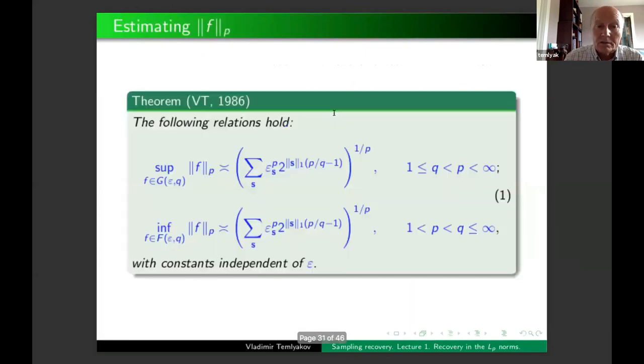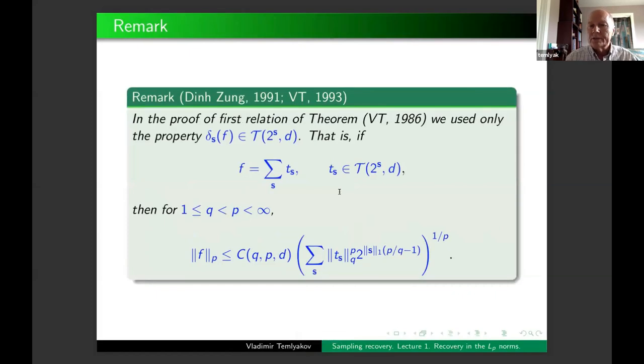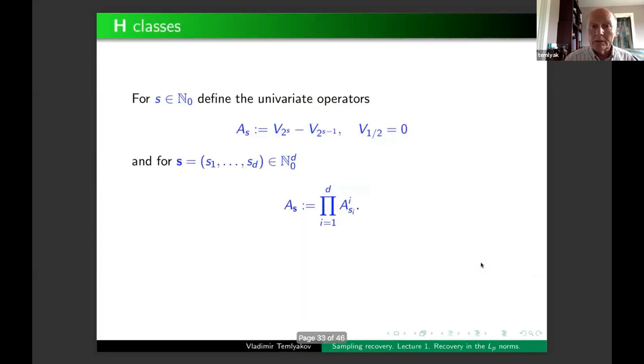But again, it has nothing to do with this; we just formulate the fact that in that proof, we only use this property and we have this inequality. As a result, this gives us the following bounds in general.